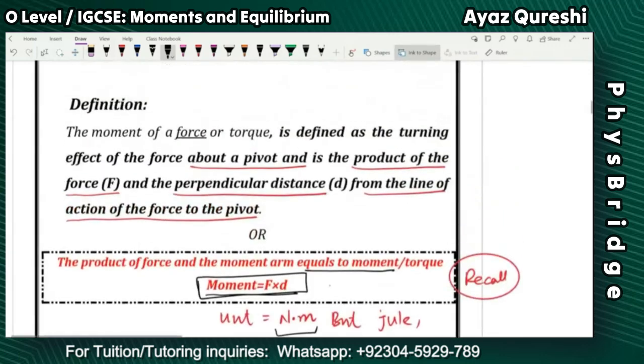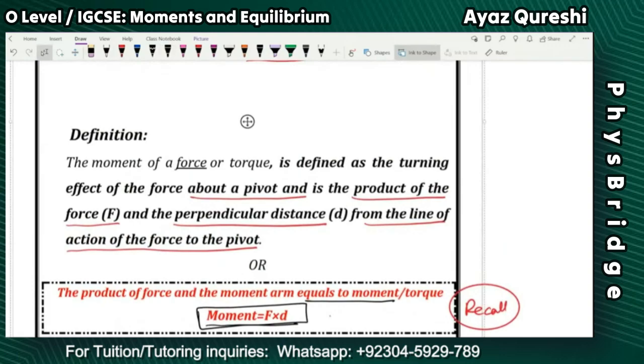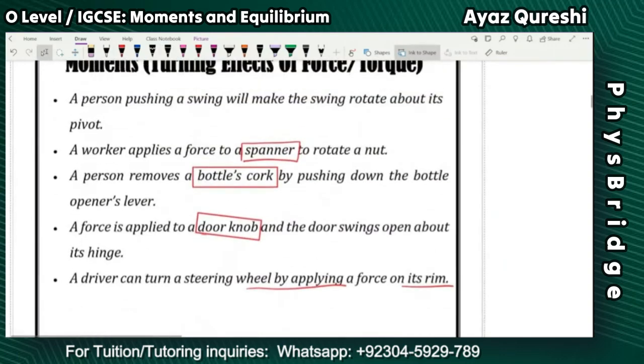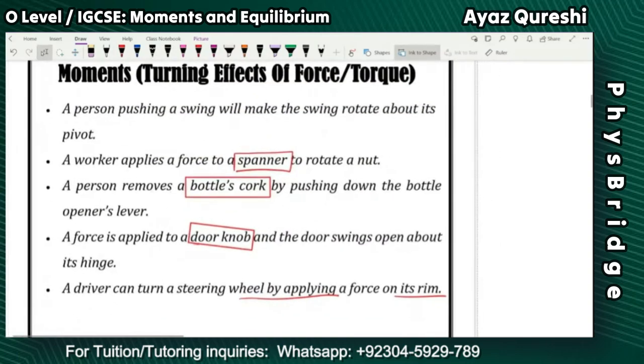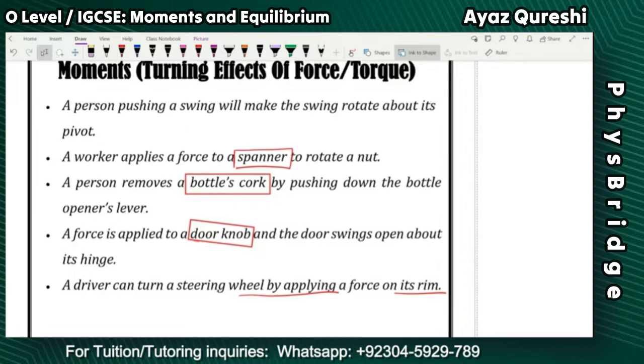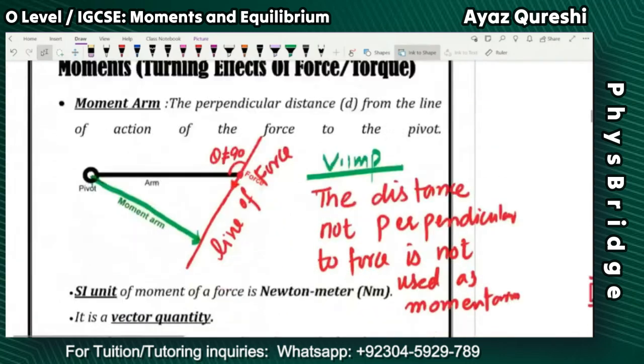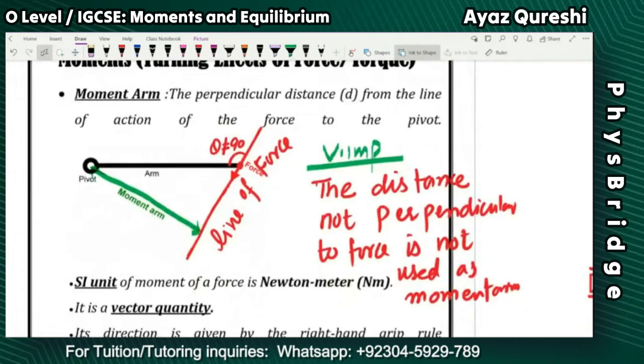There are so many examples in our daily life in which we see the moment. For example, when a person is working with a spanner, opening a bottle, a car door, a wheelbarrow, working with the steering wheel, and so on. All of that was basically examples of the moment. Then I went back to the moment arm.